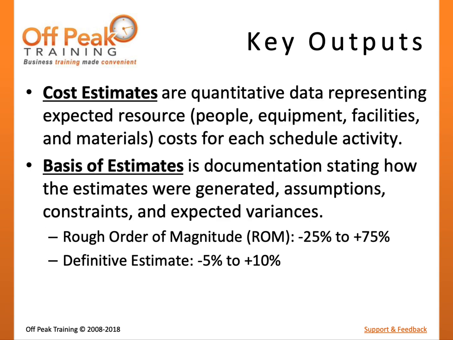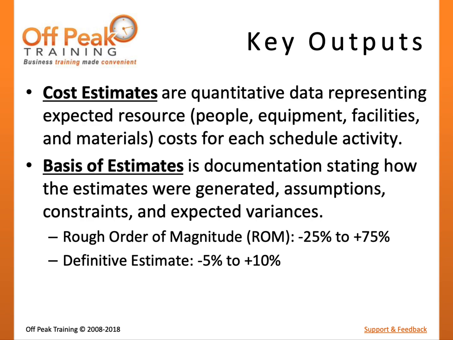There are two key outputs to the estimate cost process. The primary output is cost estimates for the resources needed to complete each individual schedule activity. These resources may consist of people, equipment, and materials. If the project schedule included 150 schedule activities, then we would expect to see 150 individual activity cost estimates. When assumptions are made based on known uncertainty, contingency reserve may be incorporated into these activity cost estimates.